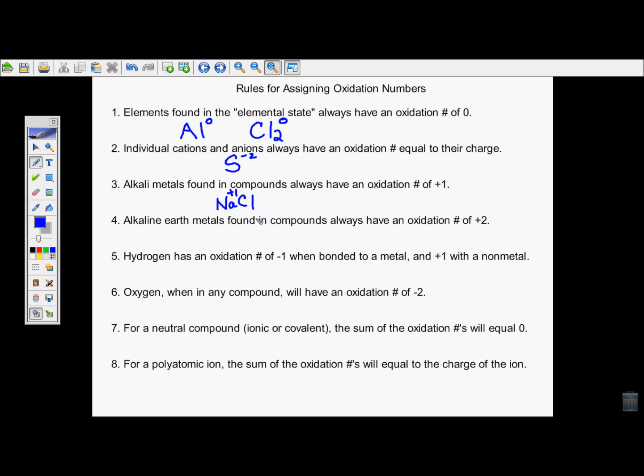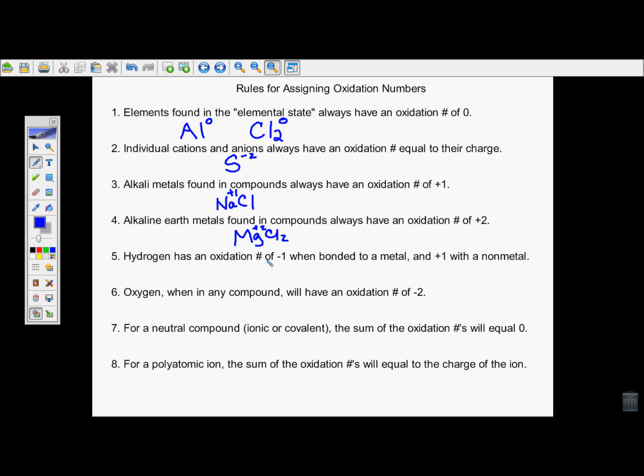Alkaline earth metals found in compounds always have an oxidation number of +2. So if you have something like magnesium chloride, magnesium will always have an oxidation number of +2. And of course, these are also their charges, which makes it easy for you to remember these.